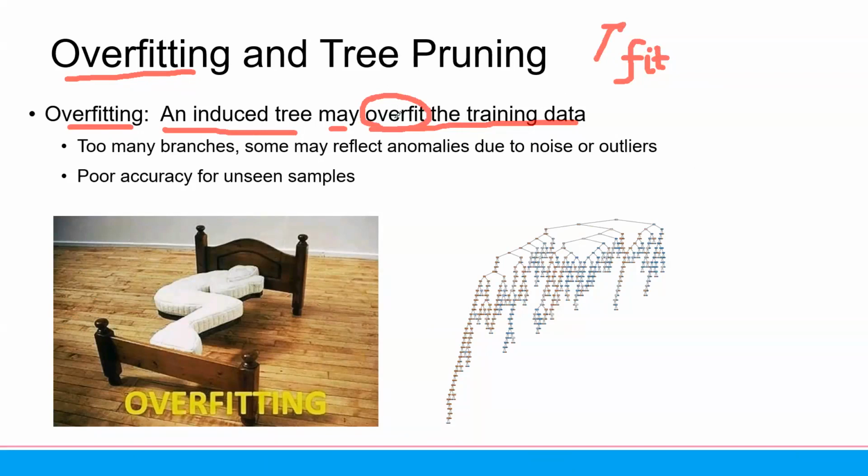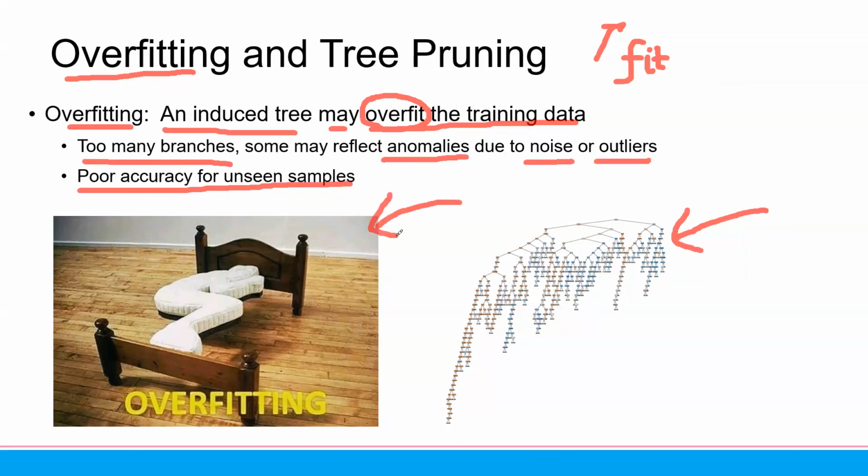So the overfitting, or more than fit, maybe happens because of too many branches. If the tree is like this one, with too many branches, you may have anomalies. Maybe it is due to noise or some outliers, or maybe it gives poor accuracy for unseen samples. So this is one example about overfitting.